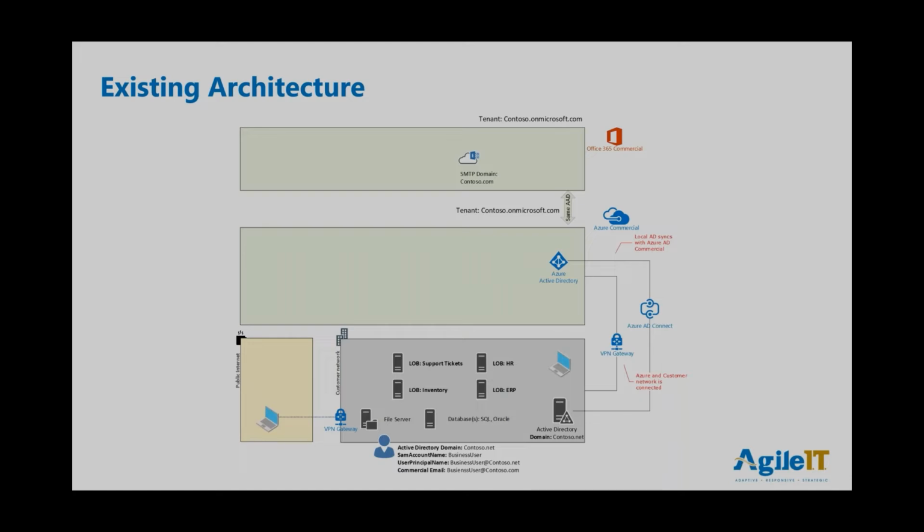I have this business. It's Contoso, our favorite Microsoft fictitious name. We're already in Microsoft.com. We have Contoso.com as our email, and we even have an Azure subscription here. I'm not using it for anything. We have the same kind of Azure AD.